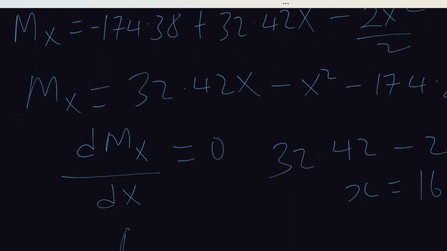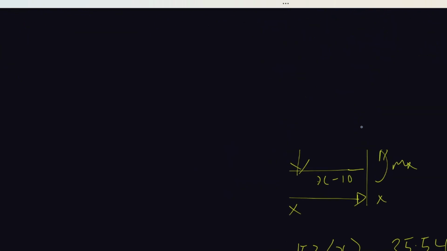You'll see that we'll be having M max, which is equal to 32.42 times 16.21 minus 16.21 squared minus 174.38. We'll be having 88.38. So once again, let's draw our shear force and bending moment diagram.